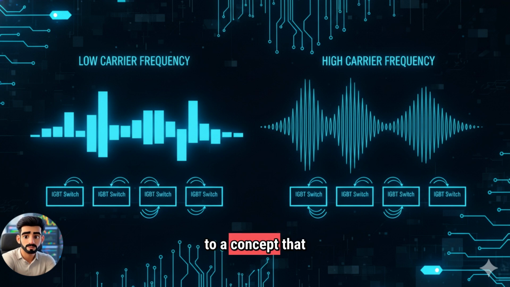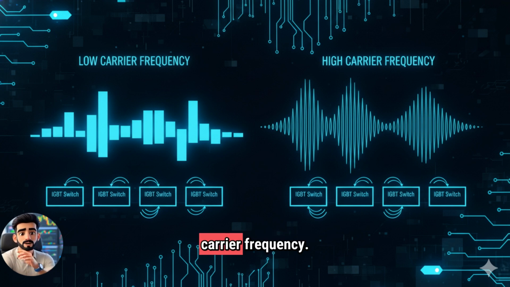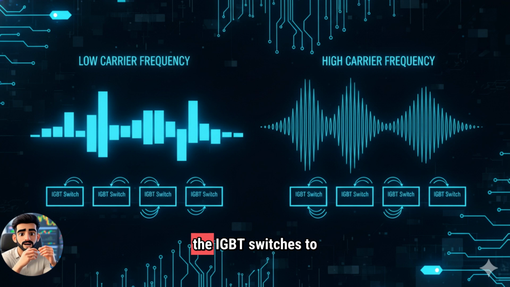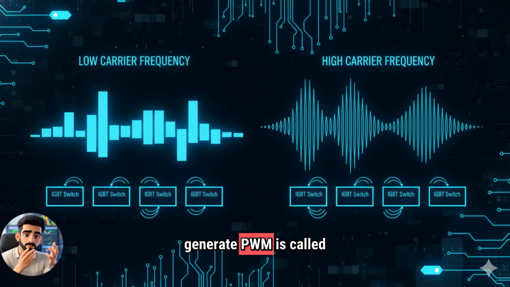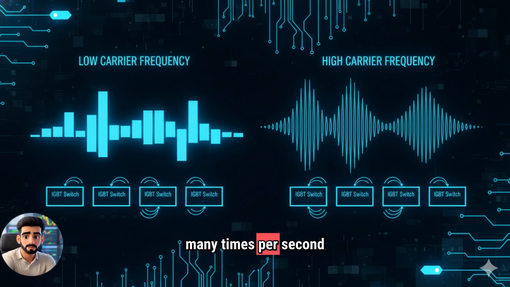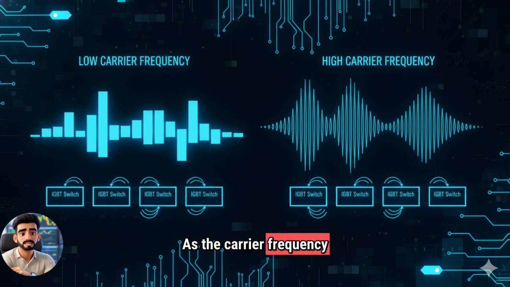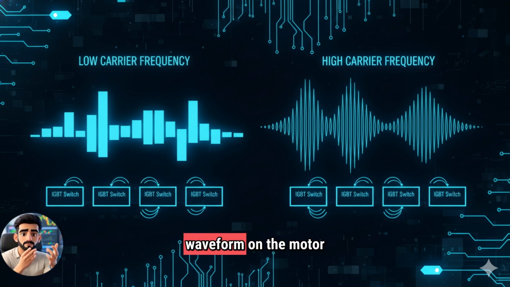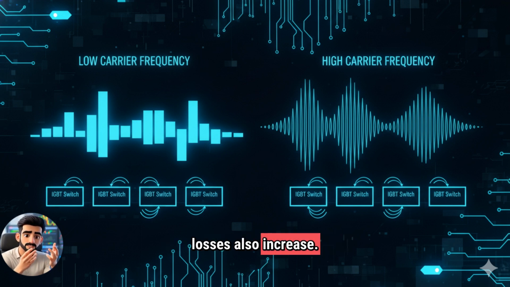Now let's move on to a concept that people often skip: carrier frequency. In part 1, you heard about the PWM concept. The frequency at which the IGBT switches to generate PWM is called the carrier frequency. In simple terms, the carrier frequency determines how many times per second the drive switches on and off. As the carrier frequency increases, the PWM waveform becomes smoother. The current waveform on the motor appears cleaner, but switching losses also increase.